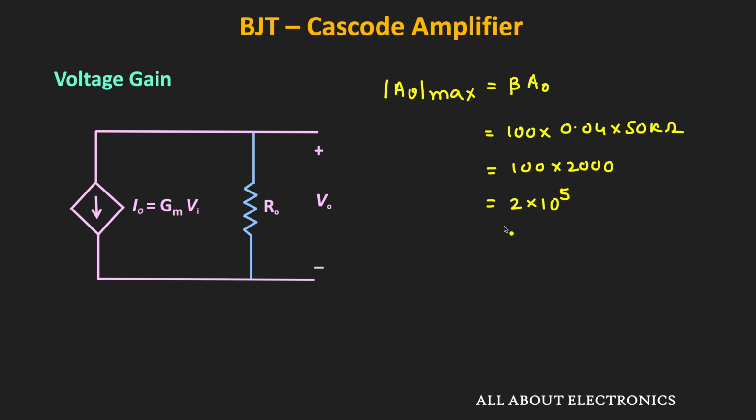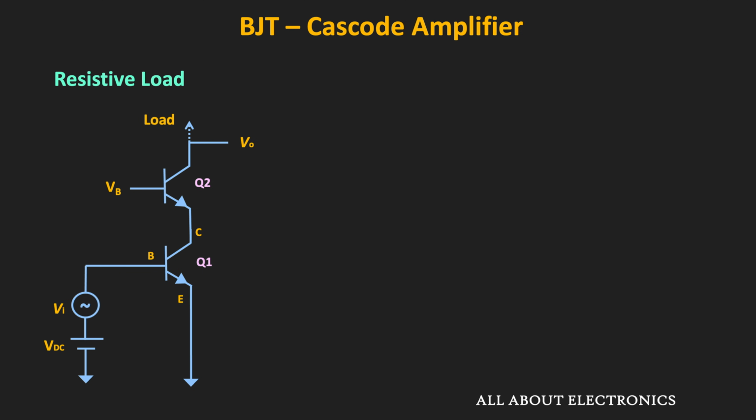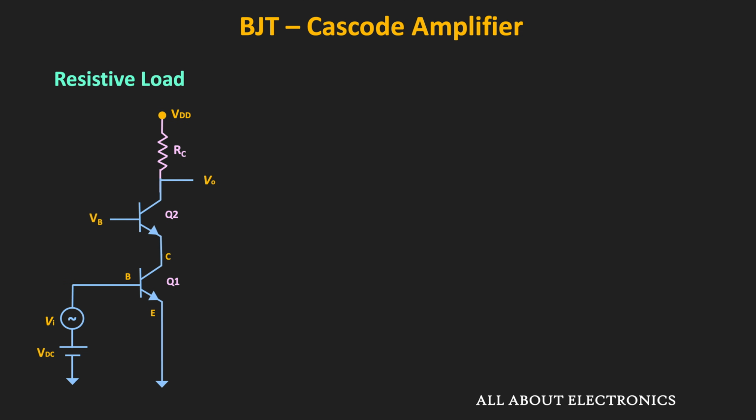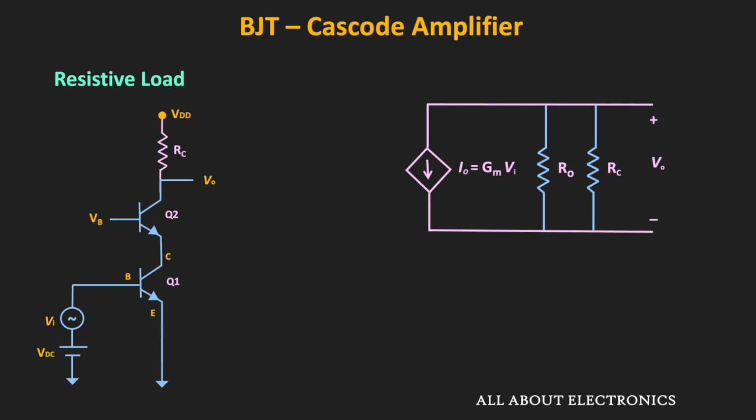increase substantially. But the actual value of the gain and the output impedance will depend on the load. So if we use the cascode amplifier with a resistive load, then we won't see any improvement in the voltage gain or the output impedance. Because if we use the resistive load, then on the output side, this R0 of the cascode amplifier will come in parallel with RC.